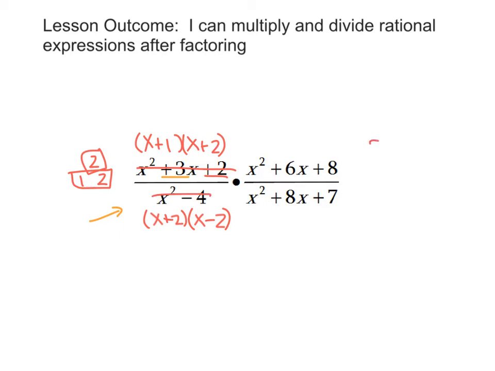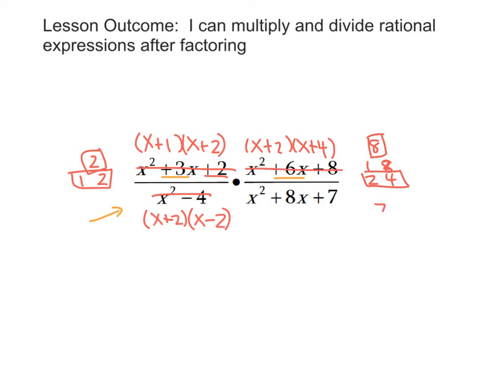On the next one, we have a C term of 8. Again, A is 1. 8 is 1 times 8, or 2 times 4. And we need the ones that are going to add up to this positive 6x here. So we have 2 and 4, which add up to 6. We're going to put our parentheses down, write an x here and here. We need a plus 2 and a plus 4.